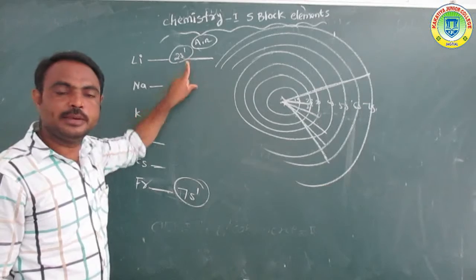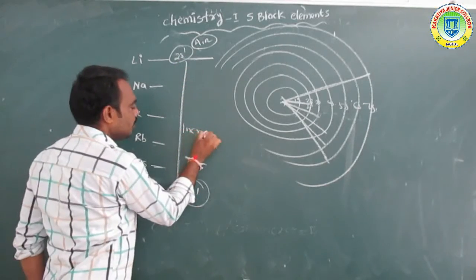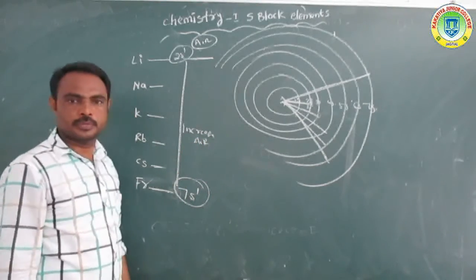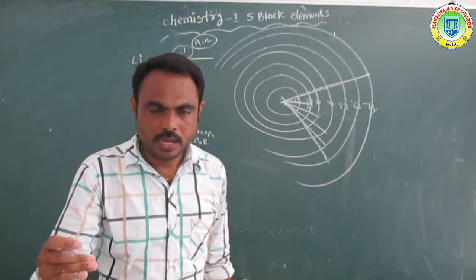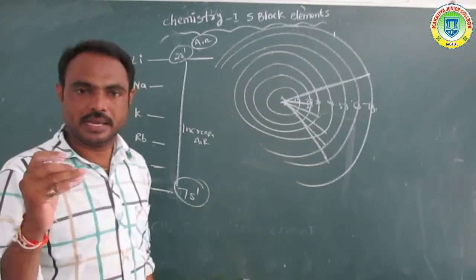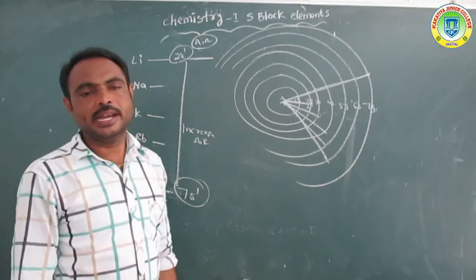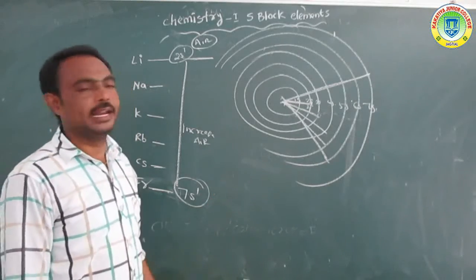From lithium to francium, the atomic radius values increase. From top to bottom in a group, or in alkali metals, the atomic radius values increase. So that is atomic radius.